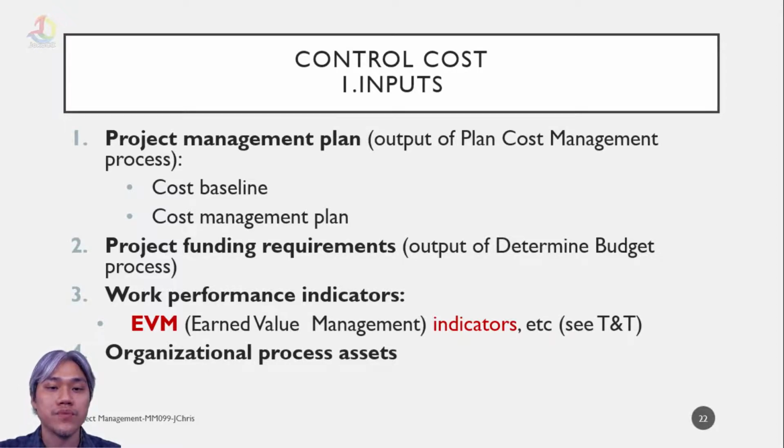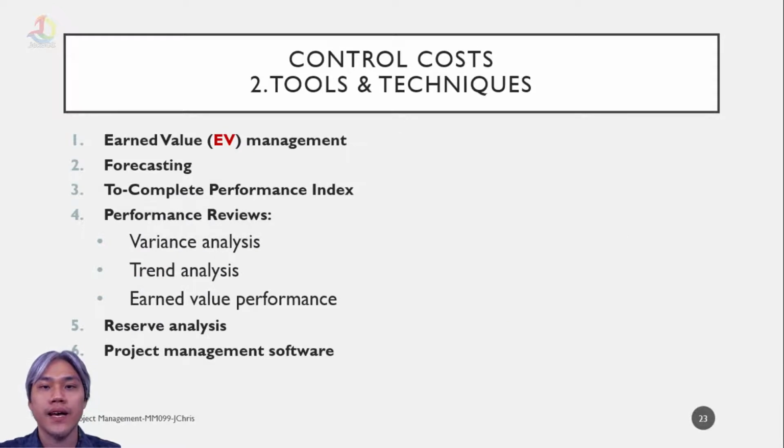3. Work performance indicator. We're going to use earned value management indicators. 4. Organizational process assets. The tools and techniques that can be used are earned value management, forecasting, to complete performance index, performance review, which consists of variance analysis, trend analysis, and earned value performance, reserve analysis, and project management software.